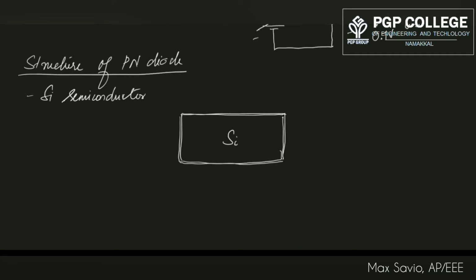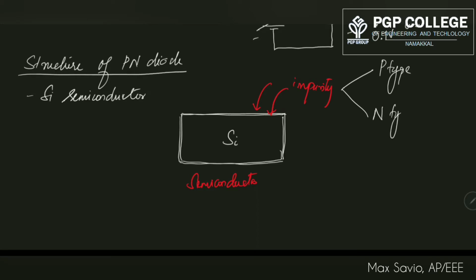So what we do is add impurities. If you put some impurity in, the silicon becomes a semiconductor, so it can conduct under certain conditions. This impurity is classified into two types: one is the p-type impurity and the other is the n-type impurity.